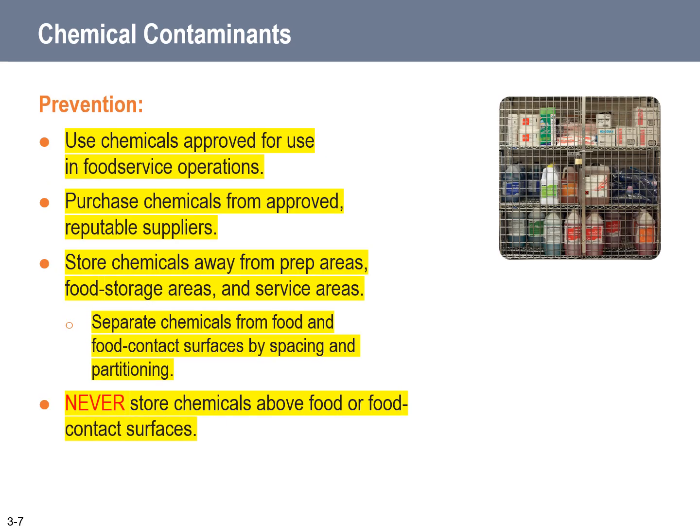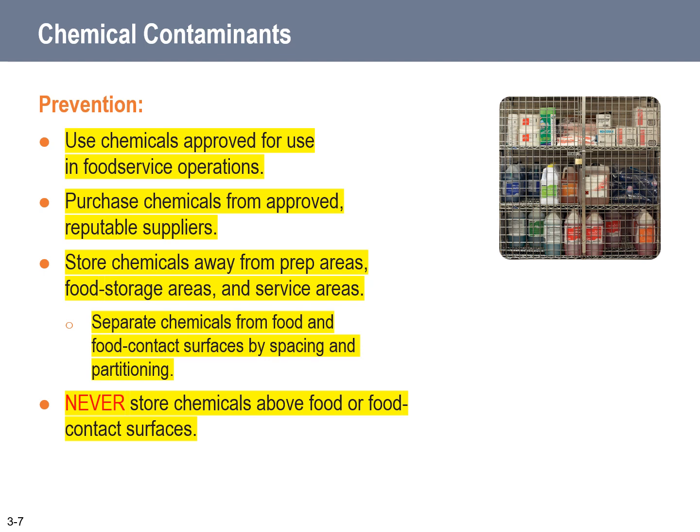All right. Prevention: use chemicals approved for the food service operation only. Purchase chemicals from that same approved reputable supplier that you buy food from. Store all chemicals away from food prep areas and service areas. So in our kitchen, it's a separate closet. All my laundry detergent is in the laundry room, and so this helps to prevent any type of cross-contamination.